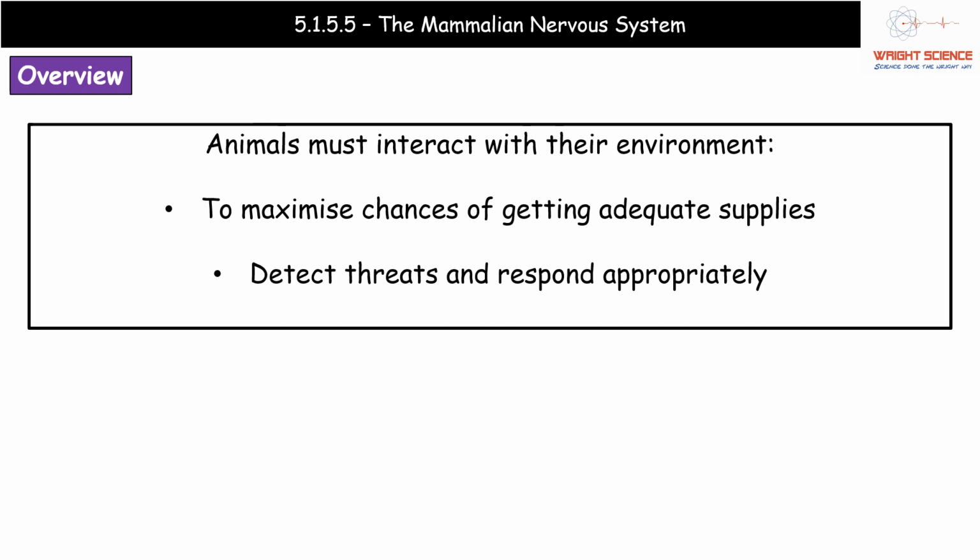So before we delve into how the nervous system is actually divided up in our mammals, we need to just remind ourselves of why we've got to have this ability to interact with our environment. There's two key principles here that we should be aware of. First one, it's all to do with detecting those threats that might obviously threaten your ability to survive and allowing you to respond appropriately to that situation. And secondly, it's all about giving us the best opportunity to get the supplies we need for everyday existence, so food, water, etc.